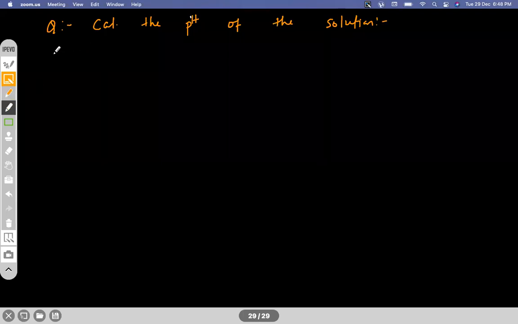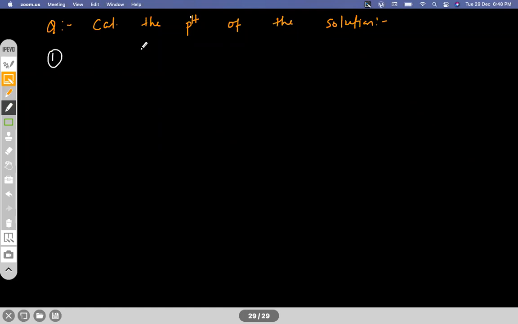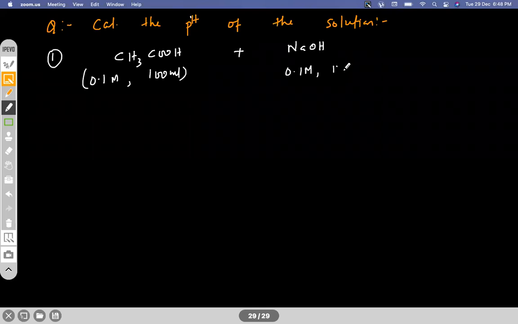The first question we have, we are mixing CH3COOH and we are mixing NaOH. The data is given over here. We have 0.1 molar and 100 ml of acid, and NaOH, 0.1 molar and 100 ml of it. The first one is this.